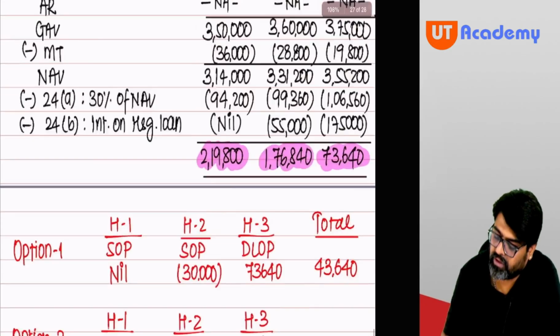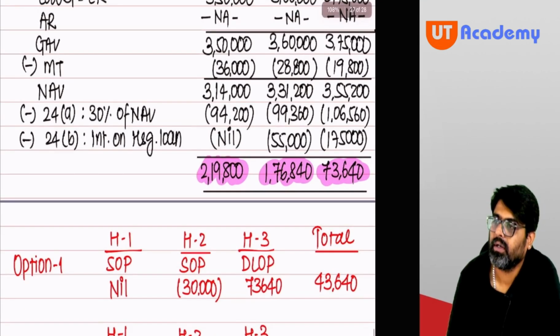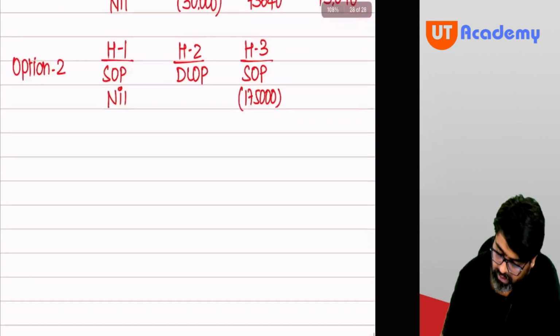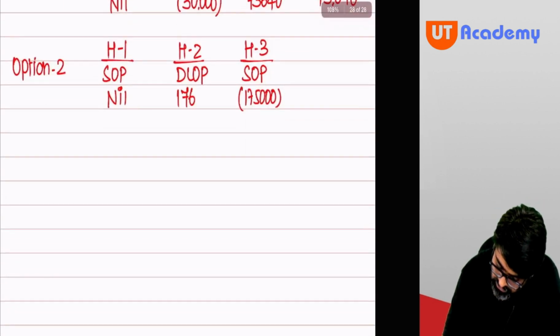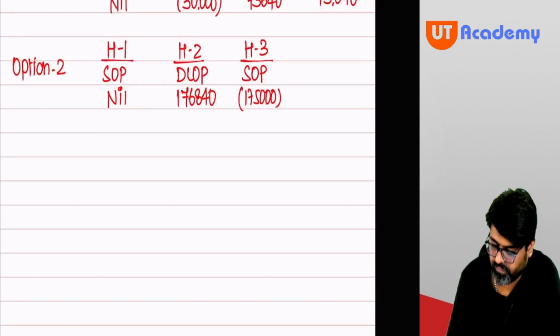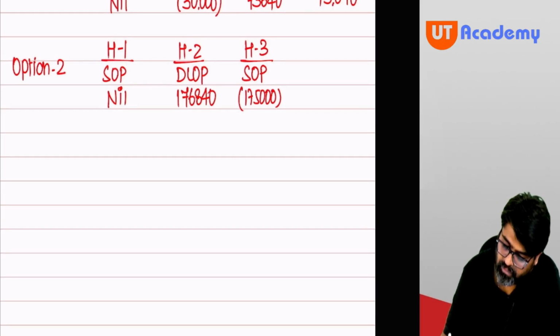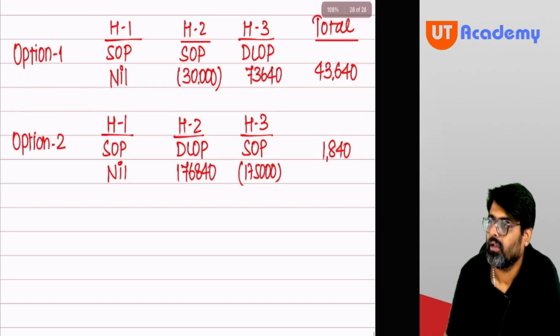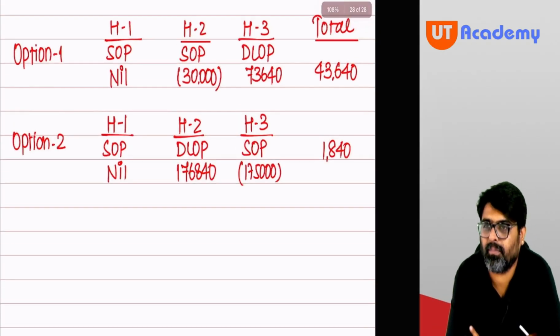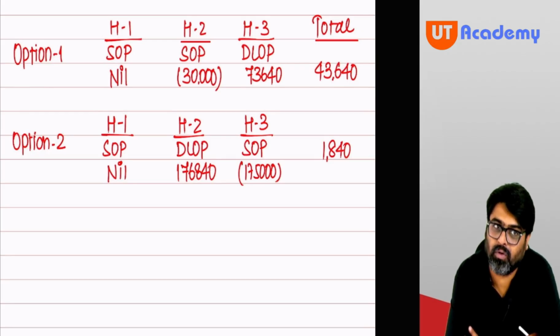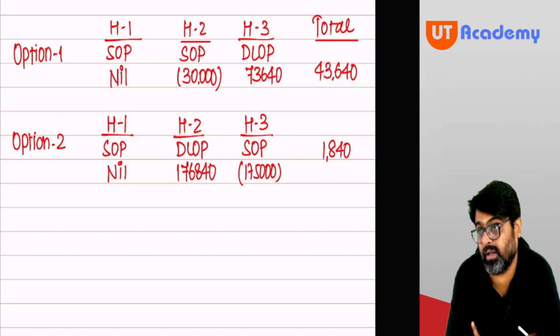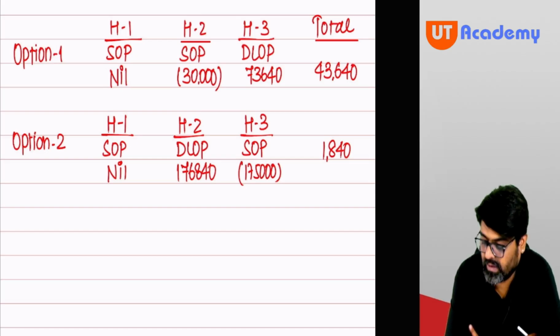Now if H2 is DLOP, how much is the income? 1,76,840. Positive, no? 1,76,840. Done, sir? So tell me, what will be the final income? Now tell me, don't you think second option is better as compared to first one? Why? Because if you choose the first option, you will have to pay tax on 43,640. But if you choose the second option, you will have to pay tax only on 1,840.